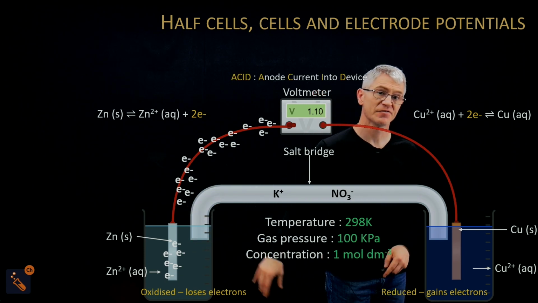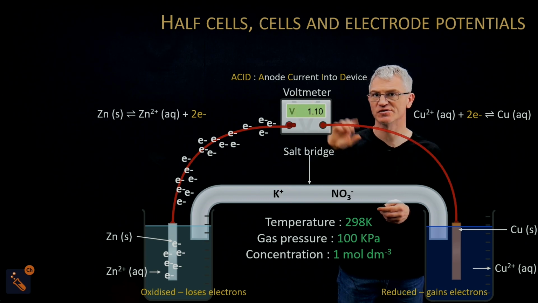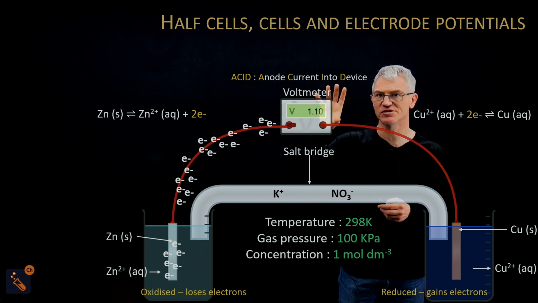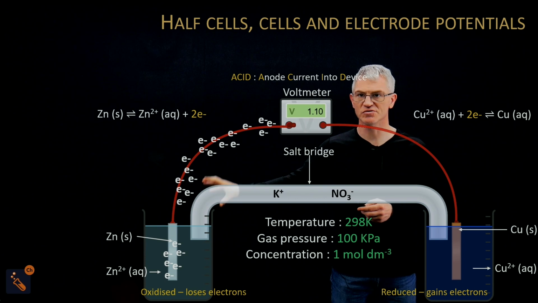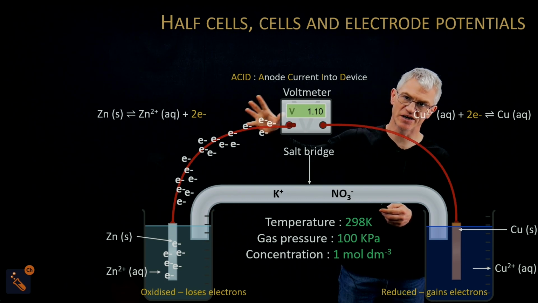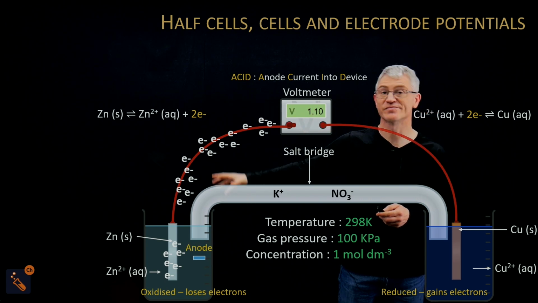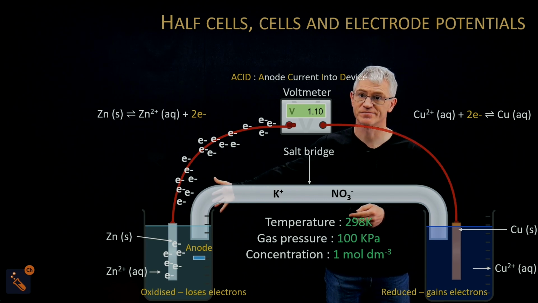Now, if you want to know something else, which is the anode and which is the cathode, you've got a simple way of doing it as well. So the anode is the current into the device. This is your device. So the voltmeter is your device. You know the one that's oxidized is always on the left. So therefore the electrons are coming out of that and into your device, which means the one on the left is the anode. And so the one on the left is always the anode. The one that's oxidized is the anode.